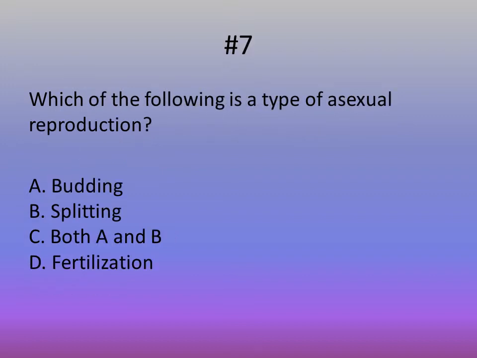Number 7. Which of the following is a type of asexual reproduction? A. Budding. B. Splitting. C. Both A and B. D. Fertilization.